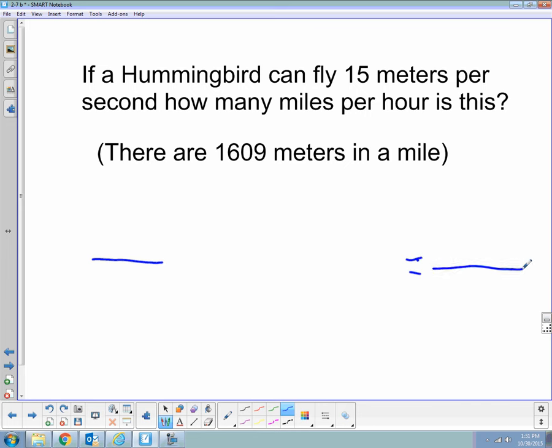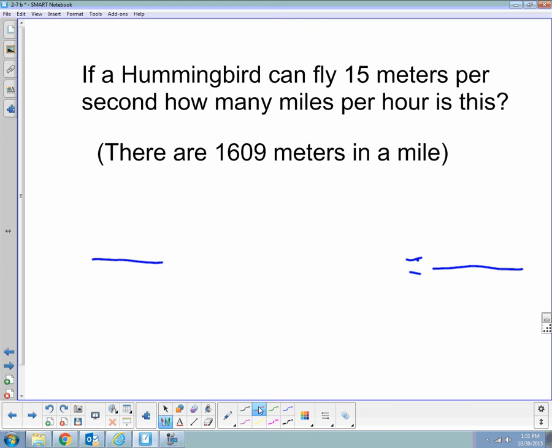So pause it. Give this a try. I did let you know how many meters there were in a mile because I don't expect you to know that off the top of your head. But see if you can figure this one out. I'm assuming you paused it. I'm assuming you tried it on your own. This is something that will be on the test, and so we want to keep practicing this. So don't just brush it off as, oh, I can't do it.